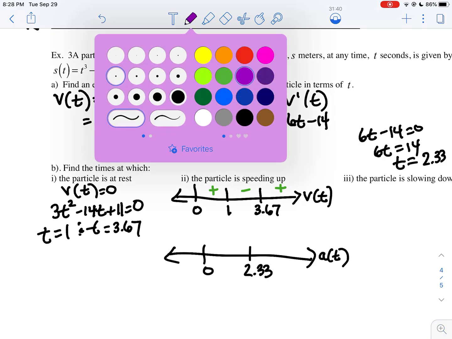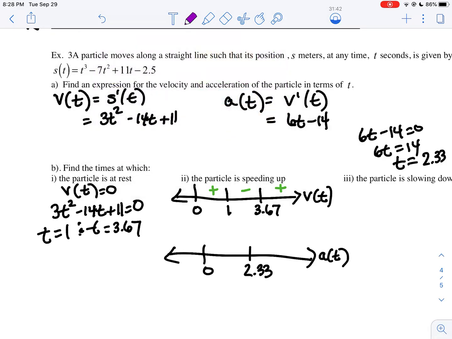All right, so let me see. If I go plug into the 6t minus 14, I got a minus and a plus. All right, so they're speeding up. Okay, the particle is speeding up where velocity and acceleration have the same sign. All right, so I'm not sure you can tell on here where that is. Do you see they would both be negative when t is between 1 and 2.33? And then it happens again when t is greater than 3.67.